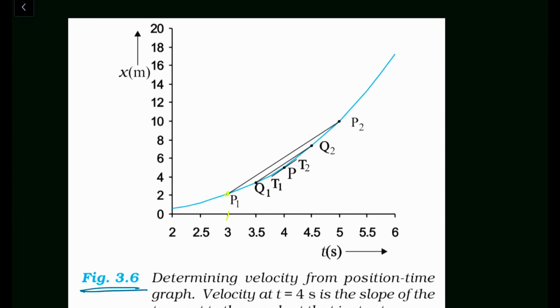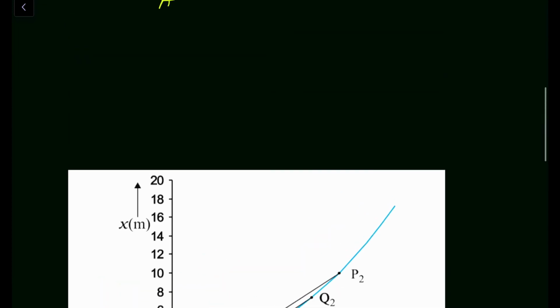This point is 2 meters from the starting position. At 3 seconds we have 2 meters. Again, at 3.5 seconds the object is here, at a point that may be between 3 and 4 meters from the initial position. In this way the figure shows the position. So x is the position along the y-axis, and along the x-axis we have the time. Now we have to find out the instantaneous velocity.